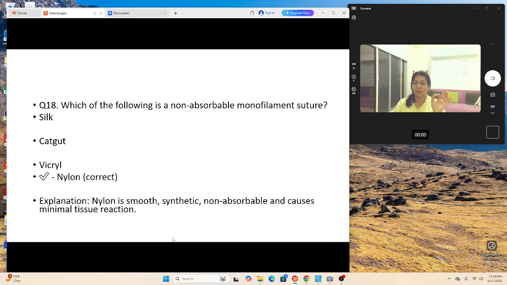Nylon is monofilament. Now, even like I said, if you did not know the answer in this question, you know Vicryl and catgut are not the right answers because they're absorbable. Silk is a multifilament that you have to remember. So, even by elimination, I still reach nylon.